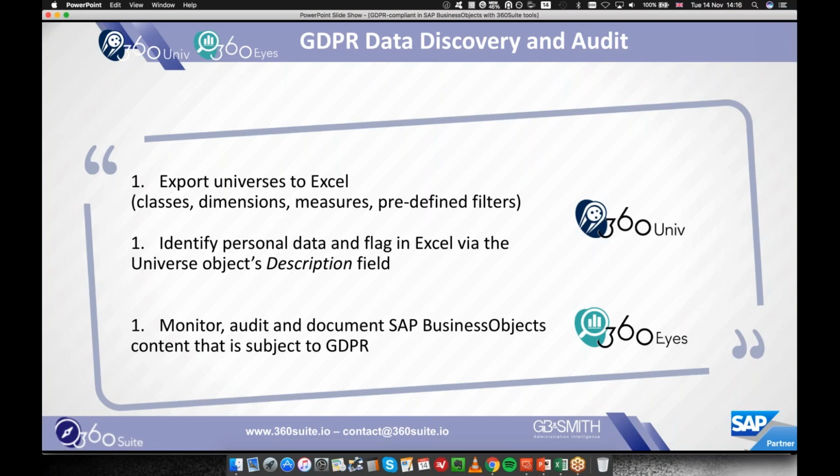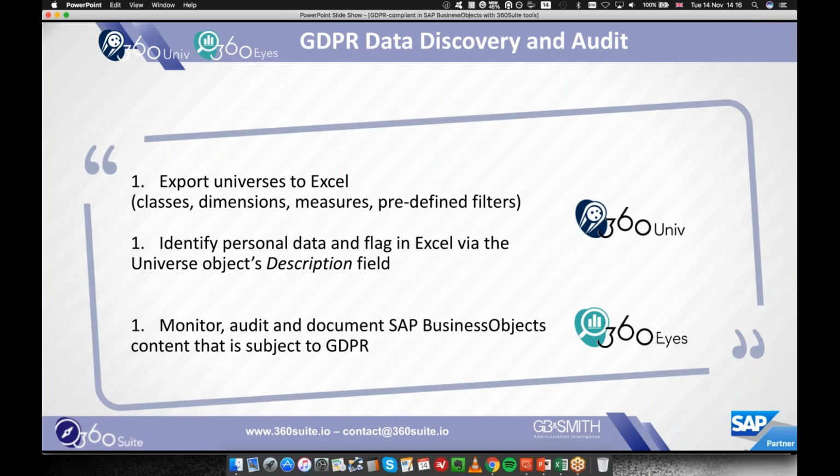I mentioned earlier 360 Univ, which is a tool to allow you to export the content of the universe, so the metadata of that universe, to Excel, and then you can manipulate the Excel spreadsheet to modify, to add, to delete as well. For us, this is a good starting point, because once you know what is available in your universe, once you've exported all of that metadata to Excel, then you can go through a process of identifying that personal data.